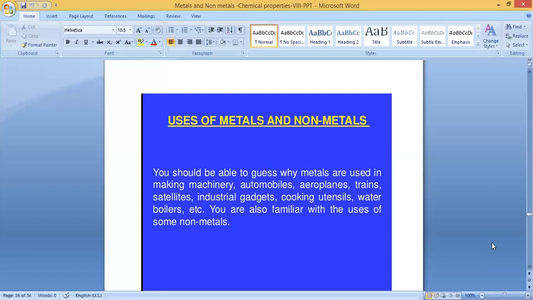Here, metals are used in many ways, as you know. They are used for making machinery, automobiles, aeroplanes, trains, satellites, industrial gadgets, cooking utensils, water boilers, etc. You are also familiar with the uses of some non-metals. Nowadays we can't imagine life without metals, because we have so many uses in our day-to-day life. We are using metals for many purposes. But the same is true for non-metals also.